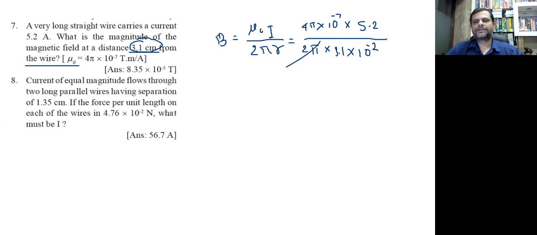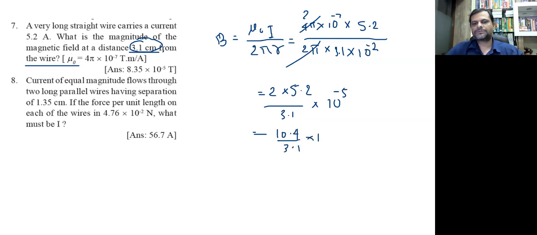So this 2 pi gets cancelled, and we are left with 2 into 5.2 upon 3.1 multiplied by 10 raised to minus 5, and this can be solved further. So we can say this will be 10.4 upon 3.1 into 10 raised to minus 5 Tesla, which is going to be, again it's wrong.